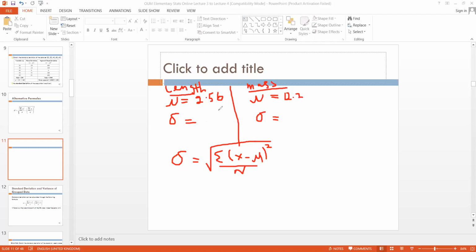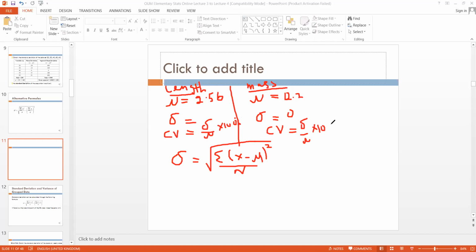Okay, good. Once you've obtained the standard deviation, all you need to do to find the CV, the coefficient of variation, is to divide the standard deviation by the mean and multiply by 100%. Then you do the same for the data here. You have to find the standard deviation for the mass too, then find the coefficient of variation over the mean times 100%.